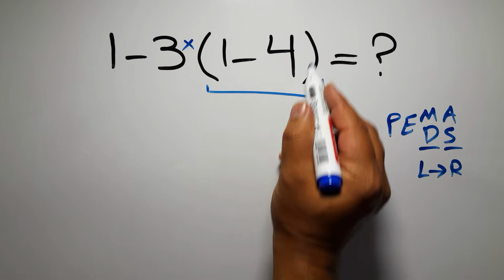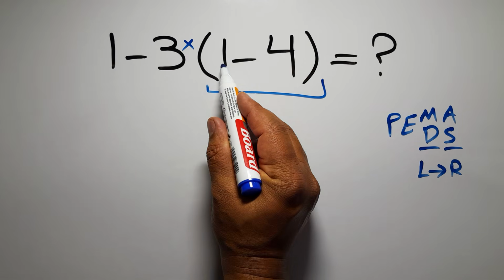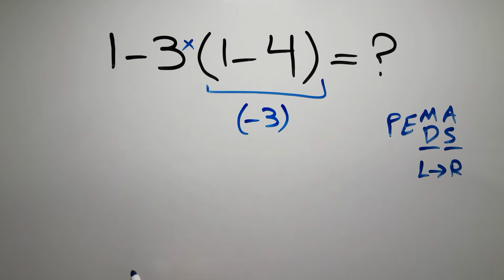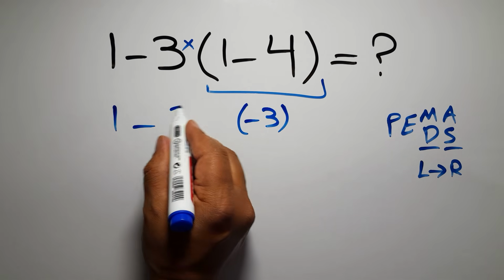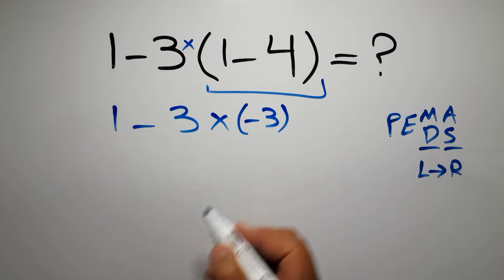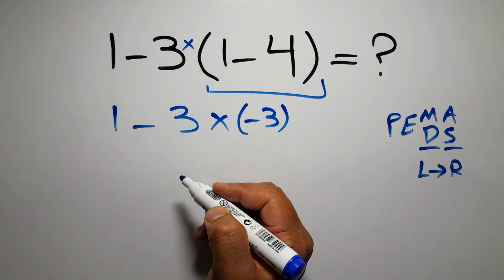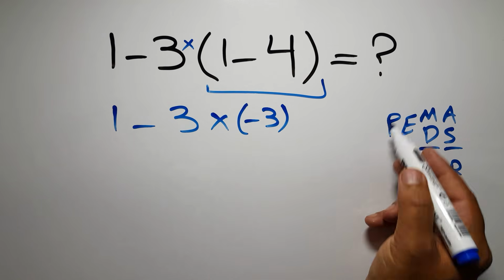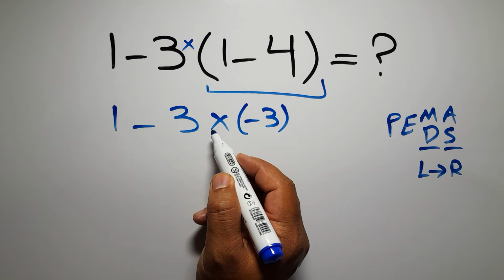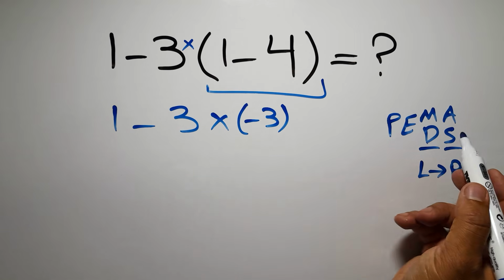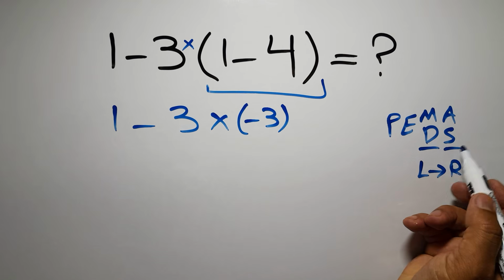So first this parentheses. Inside this parentheses, we have 1 minus 4, which gives us negative 3. So 1 minus 3 times negative 3. Now we have one subtraction and one multiplication. According to the order of operations, multiplication has higher priority than subtraction, because in PEMDAS, multiplication comes before subtraction.